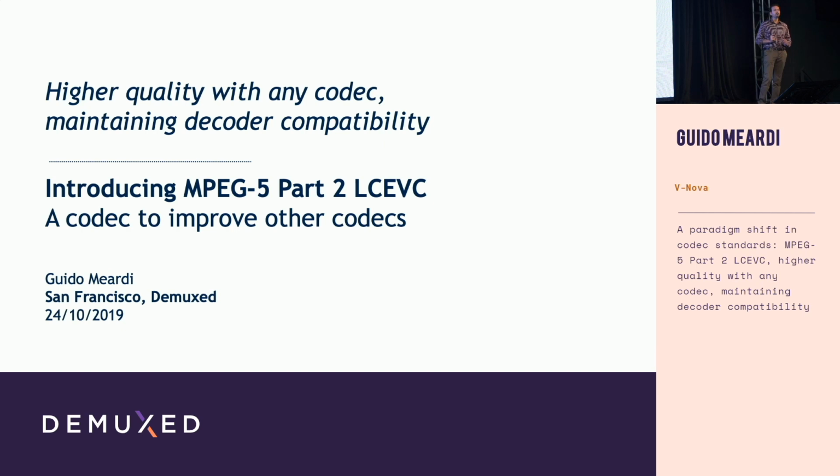So LCEVC stands for Low Complexity Enhancement Video Coding, and it's a new codec-agnostic tool brought by MPEG to essentially make any codec, old or new, compress better and faster. And very often, when people hear about what LCEVC does, the most typical statements are something of the likes of, it sounds too good to be true, or it sounds like magic, how is it possible?